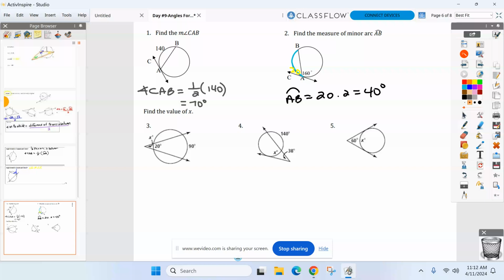If you tell me it's outside, there's only one way to find it. Subtract 2 arcs and divide by 2. It doesn't matter that this is 2 secants or if it's a tangent into secant. Charlie says it's outside. Done. Here's the rule.